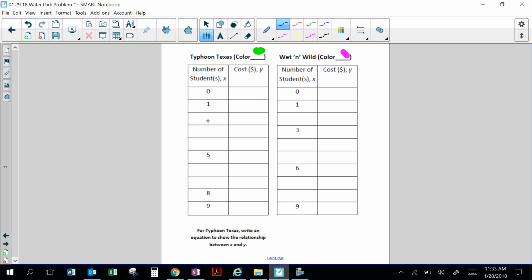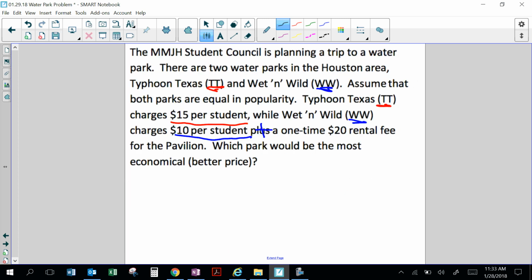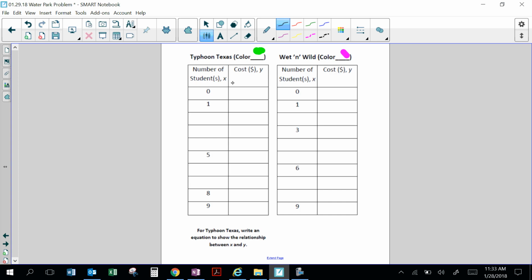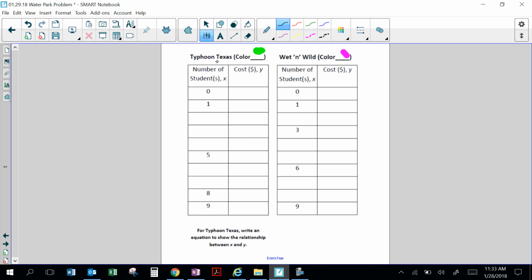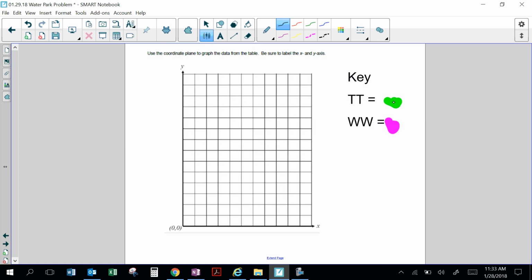So in Typhoon Texas, again, what you need to do is go back here and read. Typhoon Texas charges $15 per student. So if you have all these numbers of students, can you find the cost? Because the cost depends on how many students. And then for Typhoon Texas, write an equation showing the relationship between X and Y. And then you're going to graph it. As you can tell, I used green. Then you're going to make a key, decide what color. Then you're going to graph it.